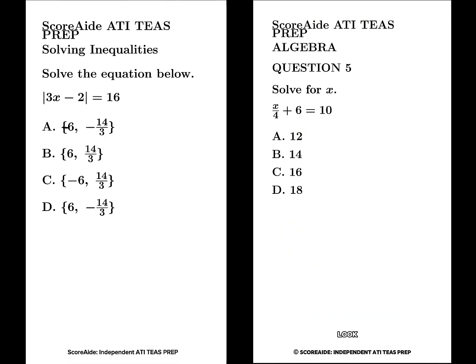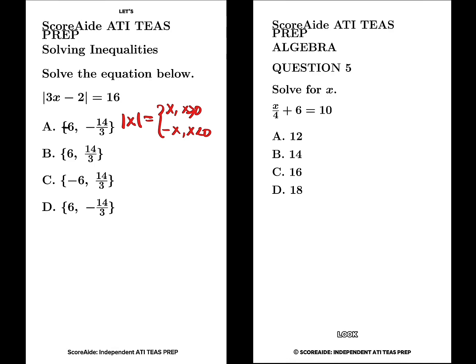Solving inequalities. Solve the equation below. So we have the absolute value of 3x minus 2 is equal to 16. Now we need to first of all understand what an absolute value is, right? The absolute value of x is defined by the piecewise definition. x if x is greater than or equal to 0, right? Minus x if x is strictly less than 0. So that is the definition of your absolute value of x, right?